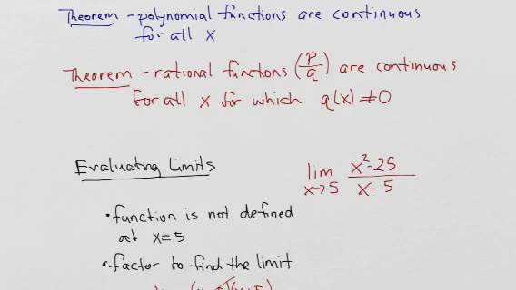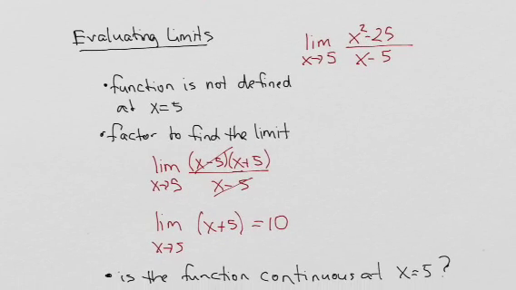The second theorem is for rational functions. That's where we do have variables in the denominator, and they are continuous for all x for which the denominator, q, does not equal 0. Hopefully those are things you are already familiar with. Today we're going to be doing two things. First, evaluating the limit, and secondly, deciding if that function is continuous at that particular spot.